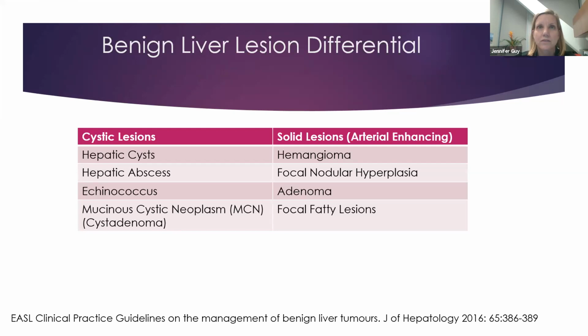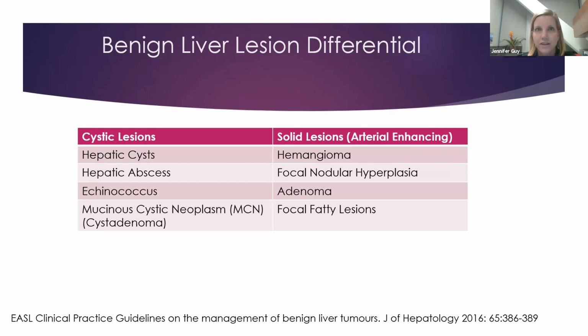The most common cystic liver lesions are hepatic cysts, mostly simple cysts, and hepatic abscesses. Echinococcus is something we don't want to miss in terms of how we're going to manage that. And then mucinous cystic neoplasm, which used to be called cystic adenoma. And when there is invasive cancer, that's mucinous cystic neoplasm with invasion, or the prior cystic adenocarcinoma. I'm not going to speak about cystic lesions today and really focus on the most common solid liver lesions.